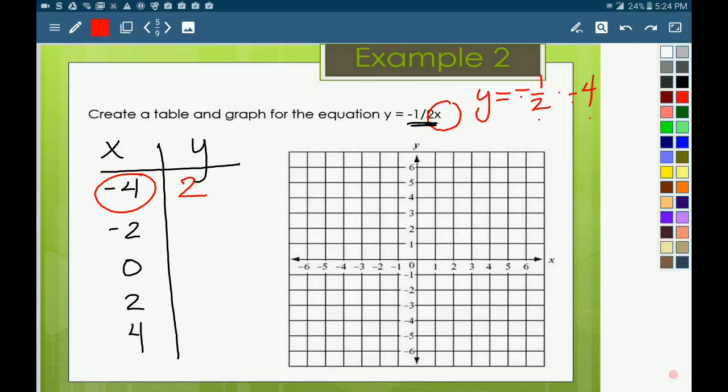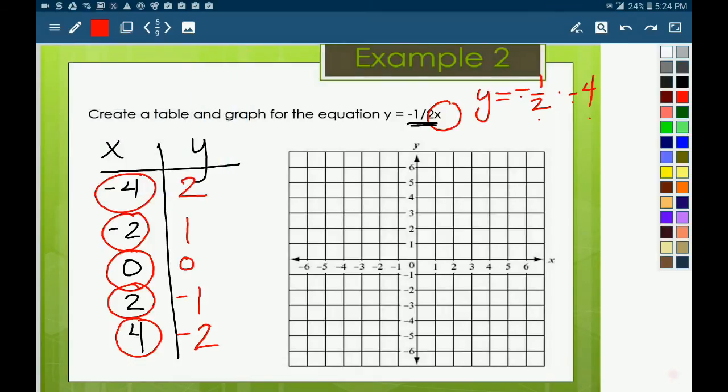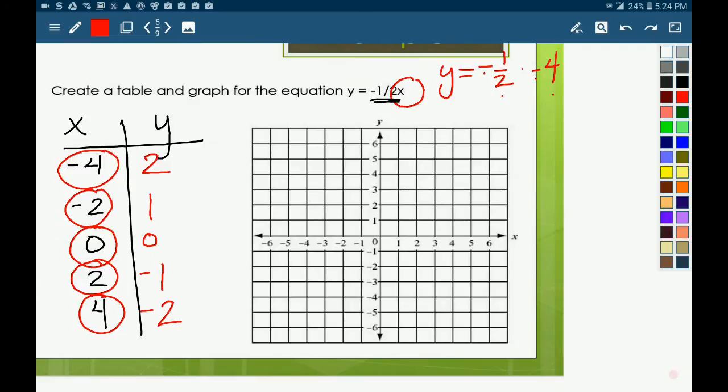So I'm going to multiply -2 by -1/2, which is going to be 1. I'm going to multiply 0 by -1/2, which is going to be 0. I'm going to multiply 2 by -1/2, which is -1. And I'm going to multiply 4 by -1/2, which is -2. Now I'm ready to plot. I'm going to make my points a little bit bigger to highlight the points from my table.